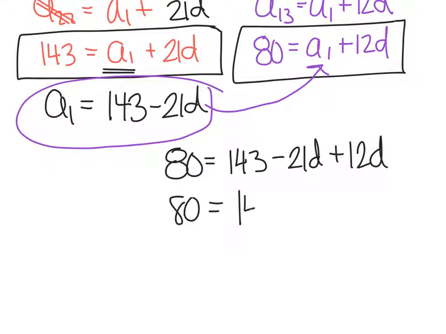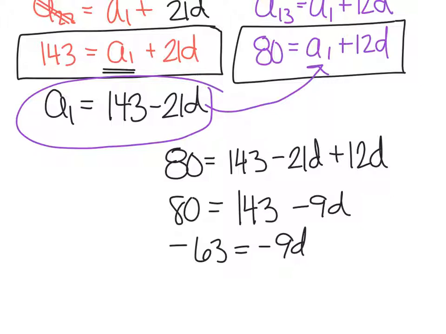80 equals 143 minus 9d. I'm going to subtract that 143 over, so 80 minus 143 is negative 63 equals negative 9d. Divide out my negative 9 and I get a difference of 7.